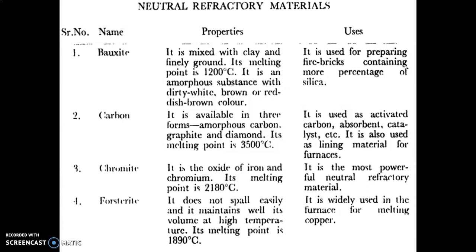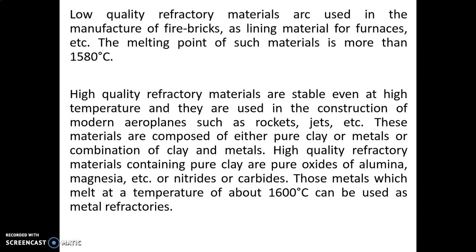Chromite. It is the oxide of iron and chromium. It is the most powerful neutral refractory material. Forsterite. It does not fall especially, and it maintains well its volume at high temperature. It is widely used in furnaces for melting copper. Low quality refractory materials are used in manufacture of fire bricks, as lining material for furnaces, etc. The melting point for such material is more than 1580 degrees centigrade.